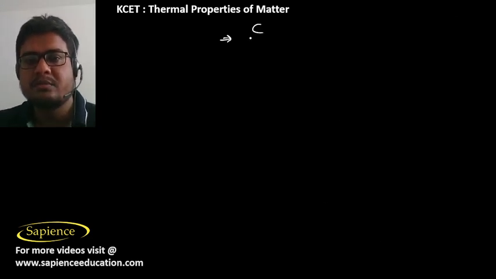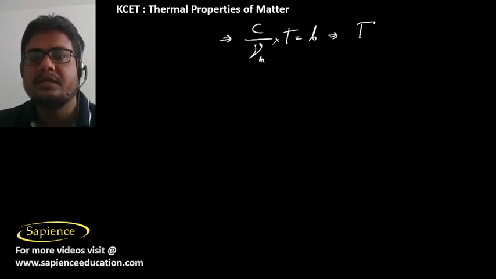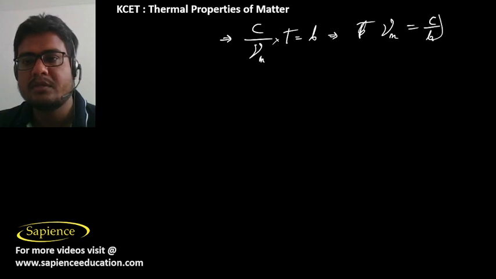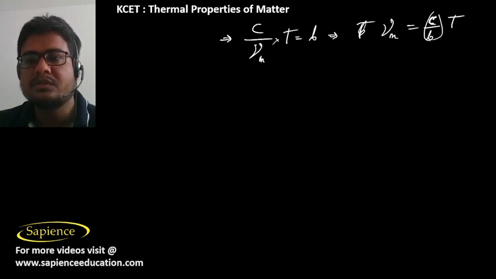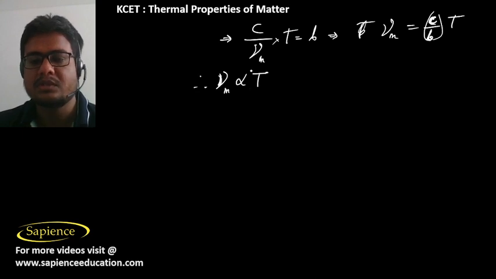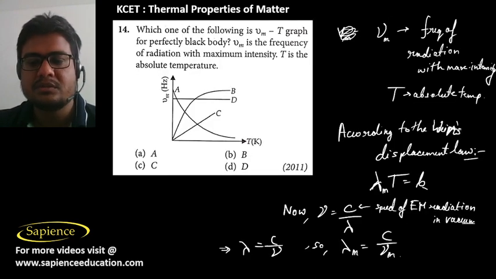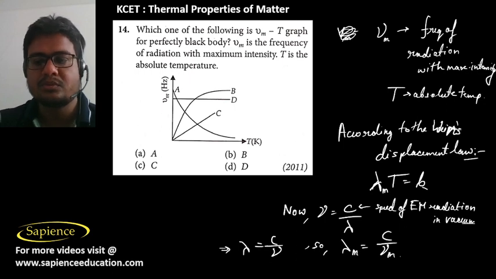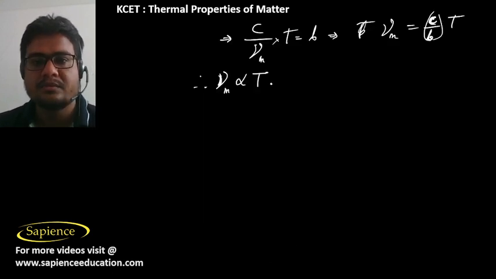Hence c by nu m into T is equal to B. So therefore nu m will be equal to c by B into T. Now c is a constant, the speed of light in vacuum, and B is Wien's constant, so that is also constant. So c by B is a constant. Therefore nu m is directly proportional to the absolute temperature. It means the frequency that corresponds to the maximum intensity of radiation is proportional to T.